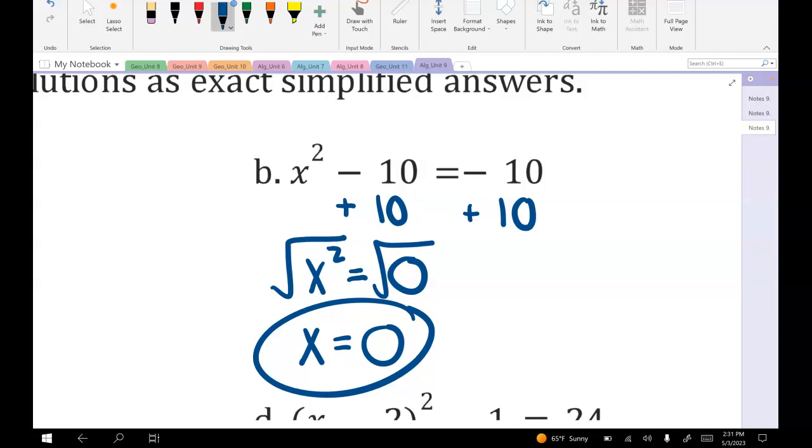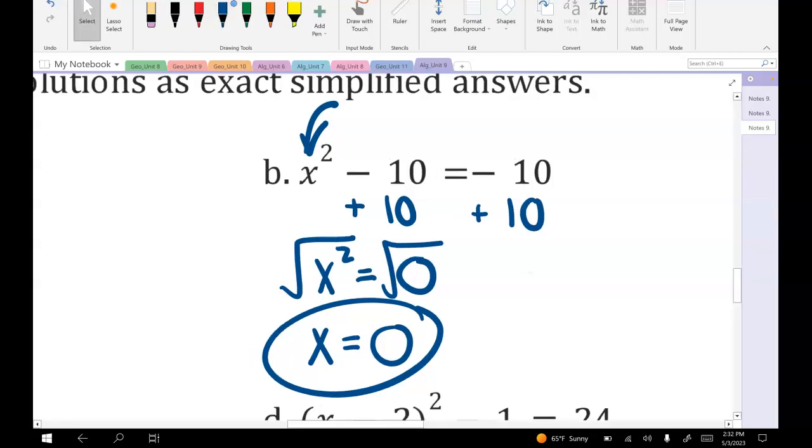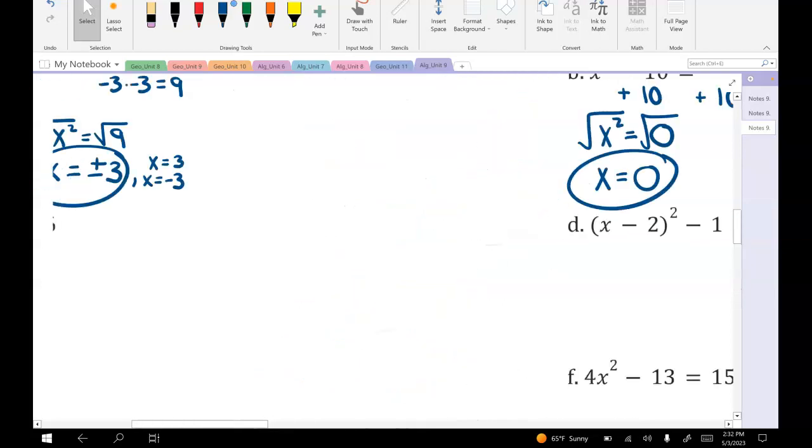And we could always check. If we plug in 0 for our original, 0 squared is 0, 0 minus 10 is negative 10. So both sides of our equation are equal to each other. Right, let's keep going.